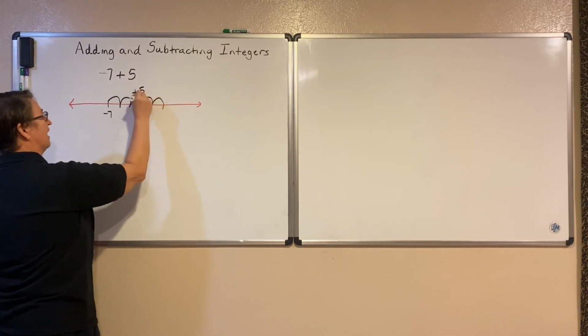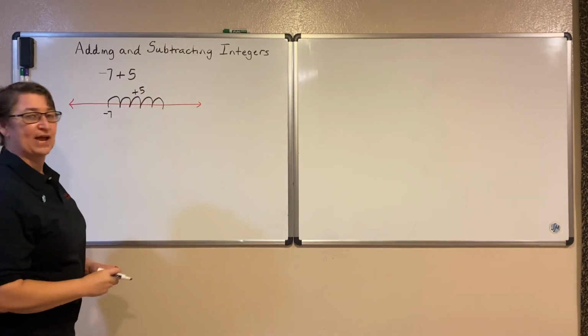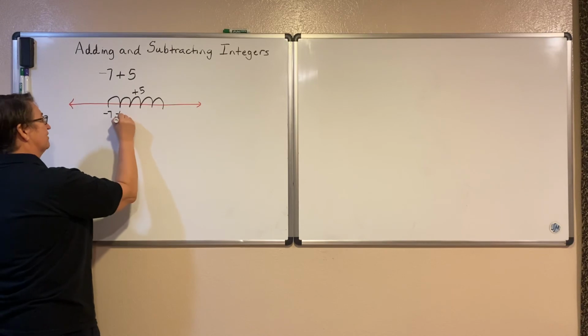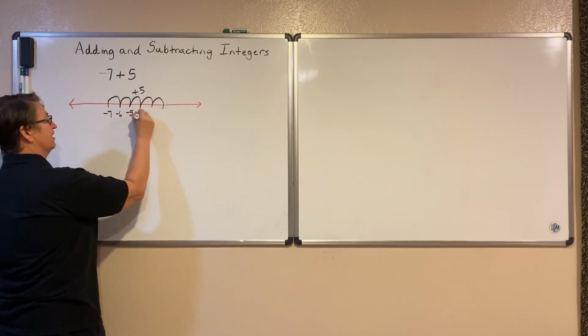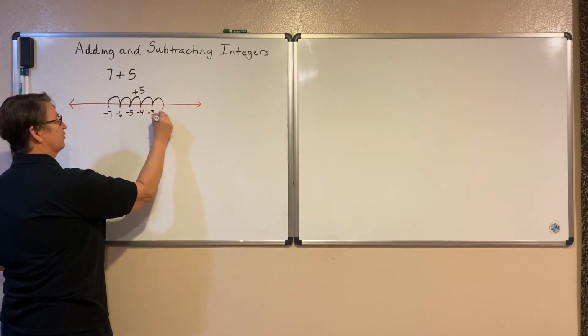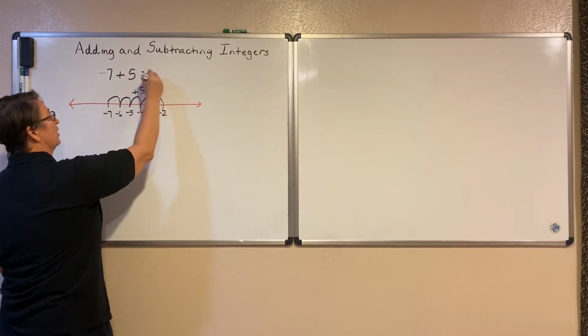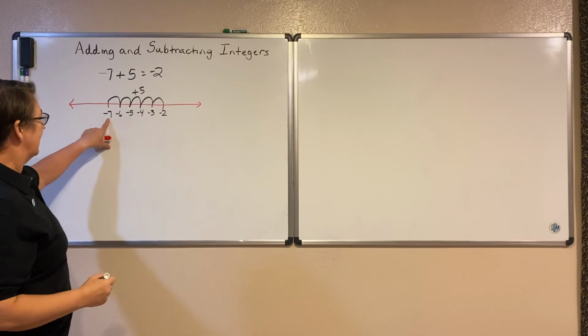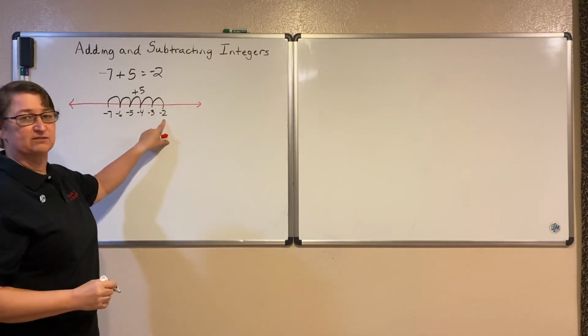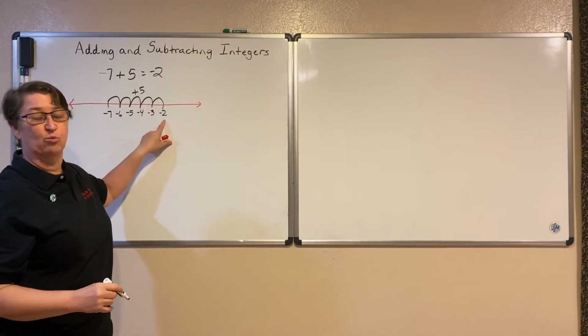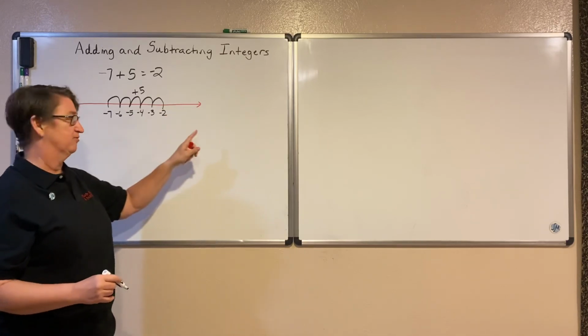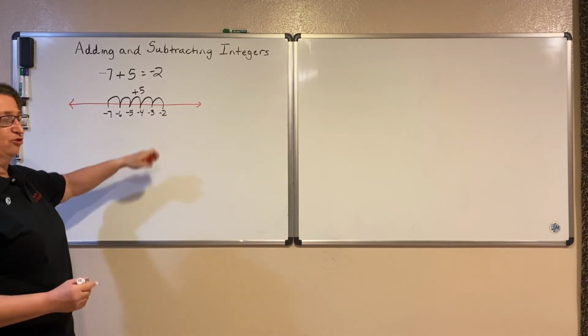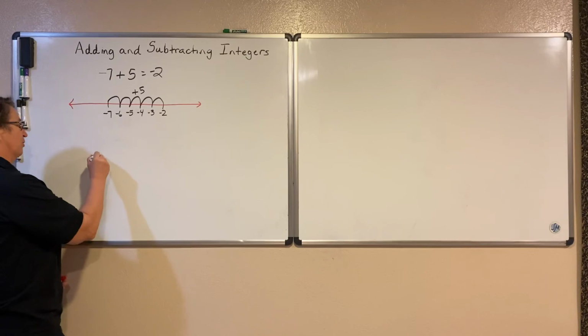So I've added 5. And I'm just going to find out where I am at this point. -6, -5, -4, -3, -2. We ended up at -2. So I started in negative land. I tried to walk to positive land. I didn't quite make it there, though. It wasn't enough steps to make it into positive land. I'm still at -2.